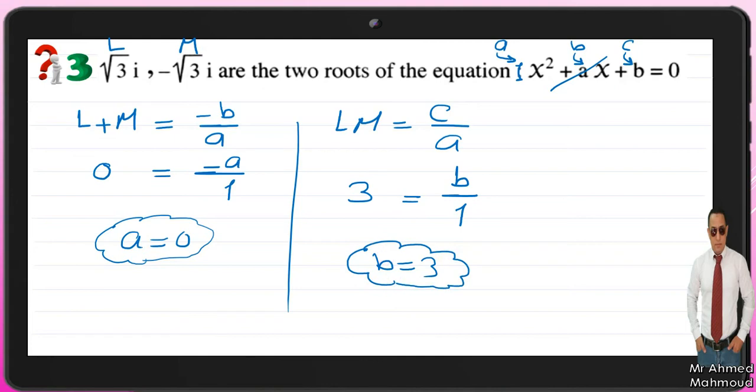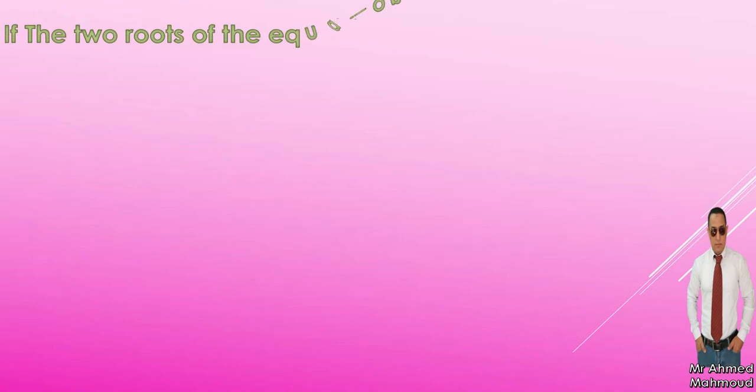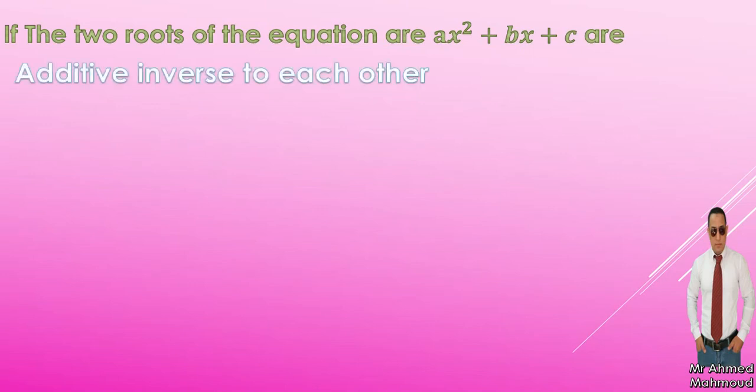Now let's study two special cases, the additive inverse and the multiplicative inverse. Okay, now this is a special case, as I said. If the roots of ax power of 2 plus bx plus c are additive inverses of each other, for example, in place of L and M I will write L and negative L. L and negative L are two additive inverses of each other, because we remember that the additive inverse is the number with the sign changed. So L, its additive inverse equals negative L.